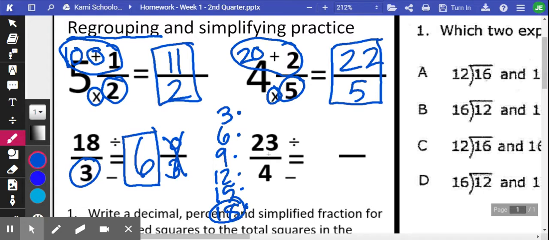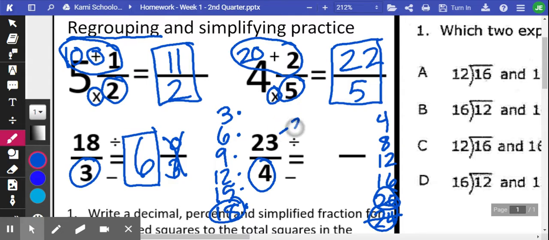So 23 divided by 4, 23 fourths. So look at fourths. 4, 8, 12, 16, 20, 24. So 24 is too much, so we can't use that. So we're going to use 20.